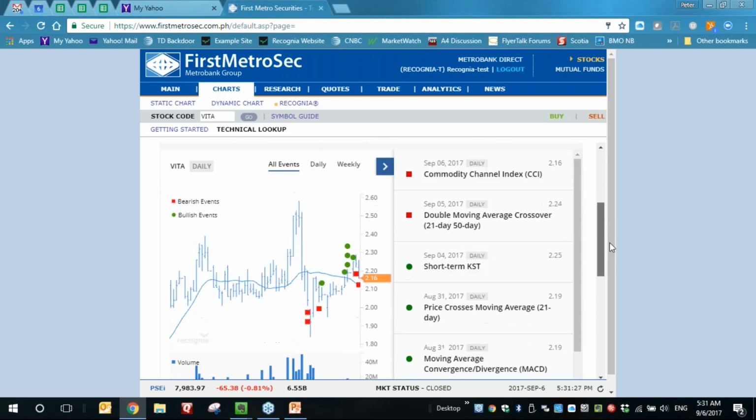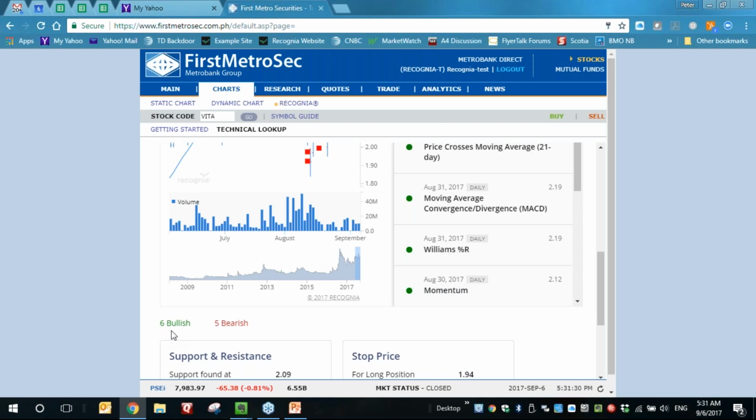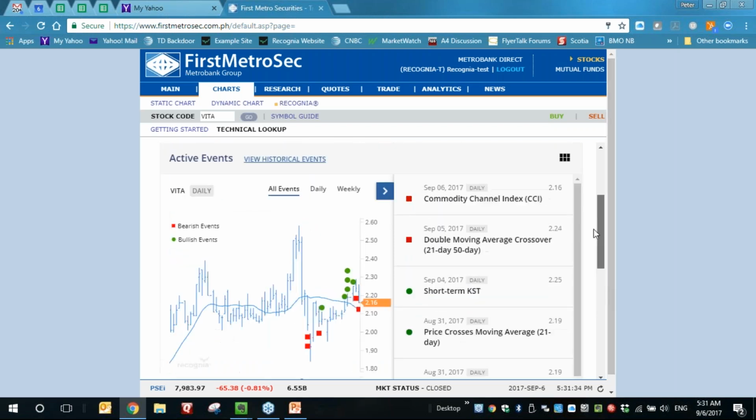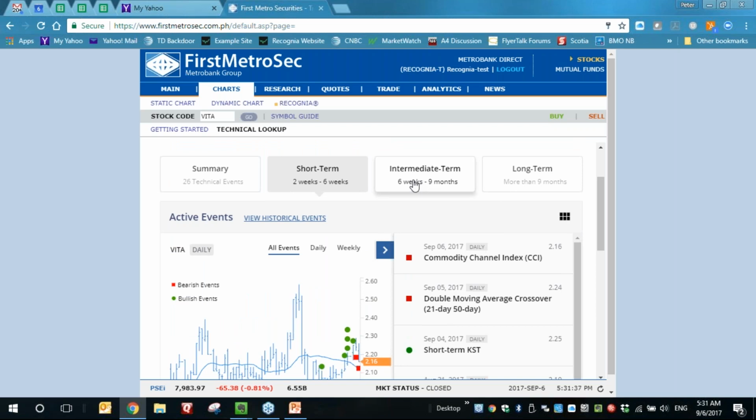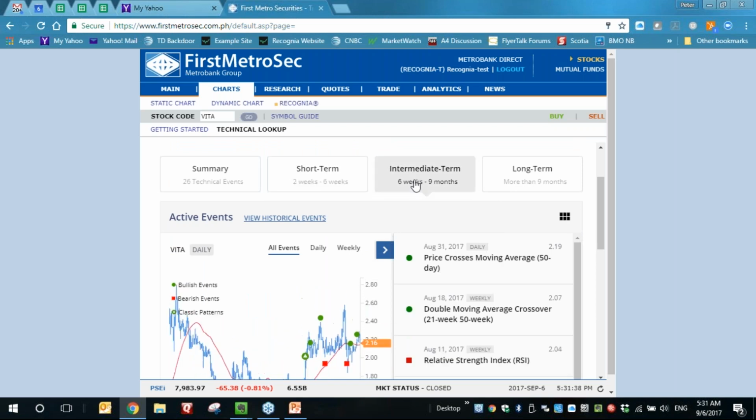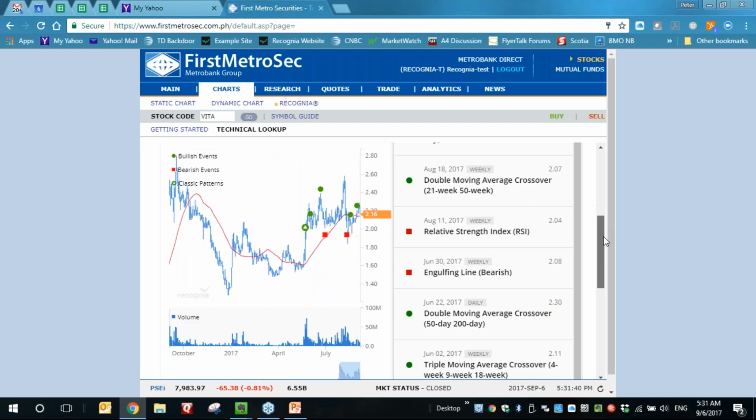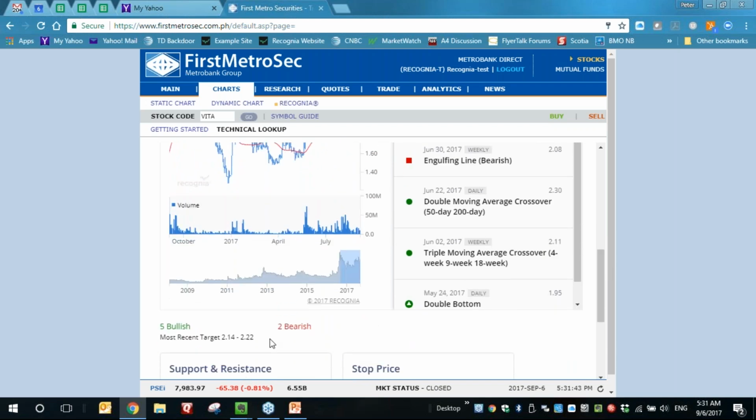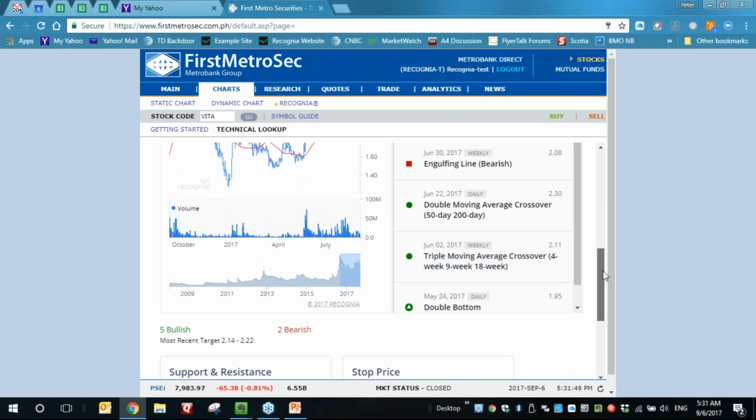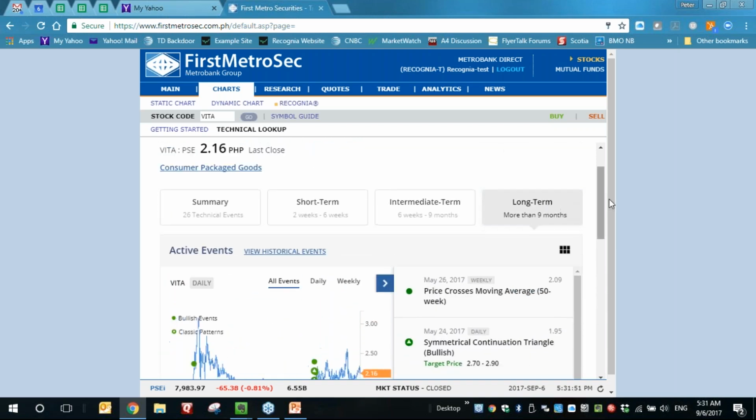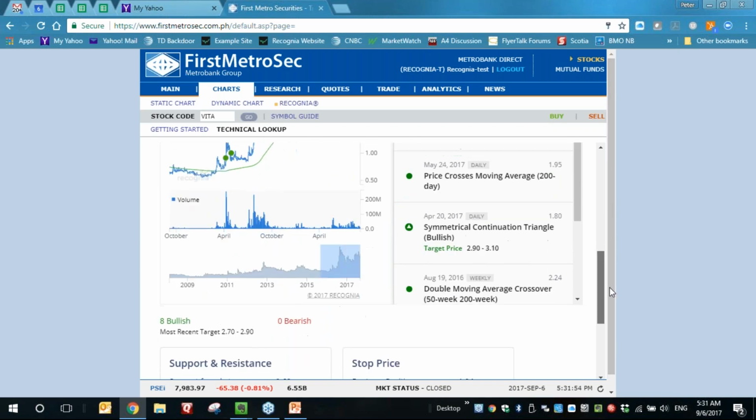And in fact, if we scroll down, we currently have 6 bullish short-term events and 5 bearish. So the situation's a little bit mixed for Vita Rich Corporation in the short term. If we turn our attention to the intermediate term, then we have 5 bullish events and 2 bearish. So the weight of evidence turns much more bullish in the intermediate term. And then last, if I look at the long-term view, which is looking out more than 9 months, then this stock is very, very bullish. In fact, there are 8 bullish events and no bearish events.